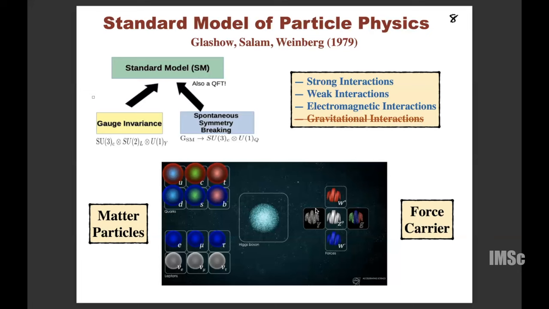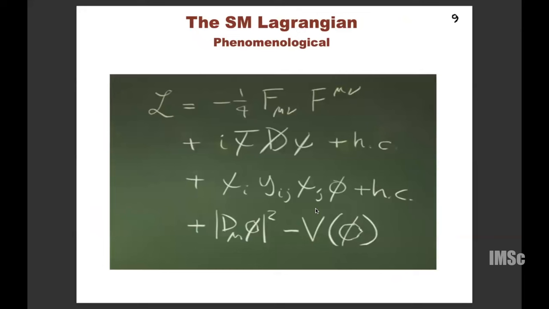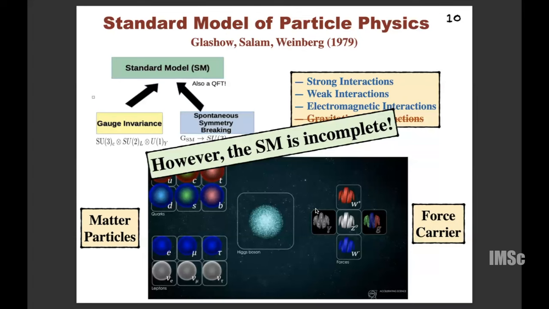So we will not go into technical details, but this is how the Standard Model Lagrangian looks. It can describe different types of interactions between different types of particles mathematically. The Standard Model is incomplete, as I just said. There are various reasons why we think that it's incomplete, so we will discuss that in the coming few slides.